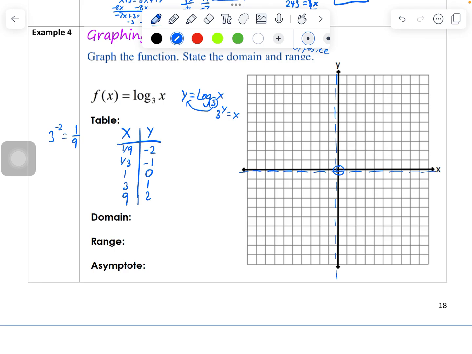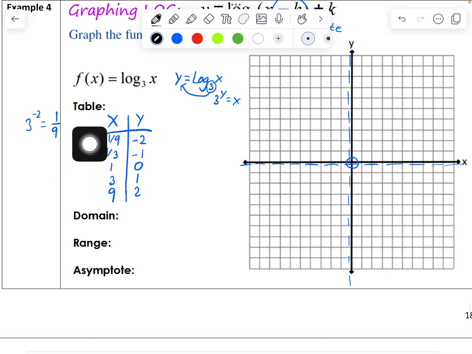But when you count this out, you have to be really careful, because now we're counting differently. We are counting the x value as our fraction, and then the y value is going up and down. So (1/9, -2) is just slightly over 1/9, and then down 2, just a little bit in front of the y-axis. And (1/3, -1) goes over 1/3 and down 1. So it's a little bit further away.